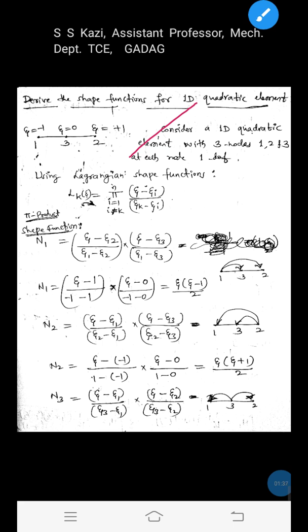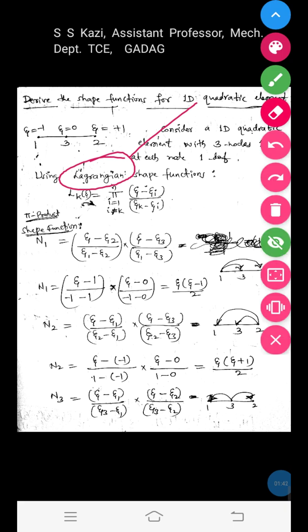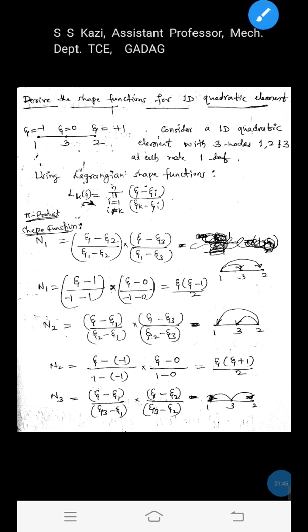Now we will use the Lagrangian formula to determine the shape functions, the 3 shape functions N1, N2 and N3. Using Lagrangian shape functions, we know the formula Lk of zeta. Since it is a one-dimensional element, we are using only the x component, that is zeta, and for a two-dimensional element we use zeta and eta. Since it is a one-dimensional element, we will use only zeta. Now Lk of zeta, where L is the Lagrangian shape function and k is the node number at which the shape function has to be determined, of zeta, that is the coordinate.